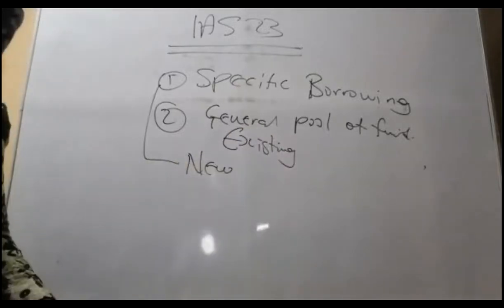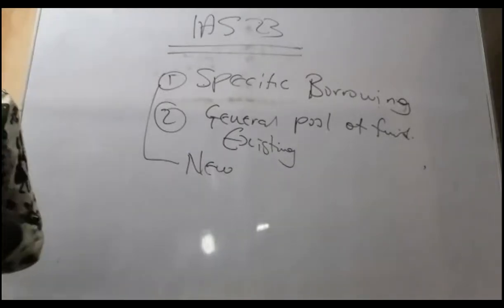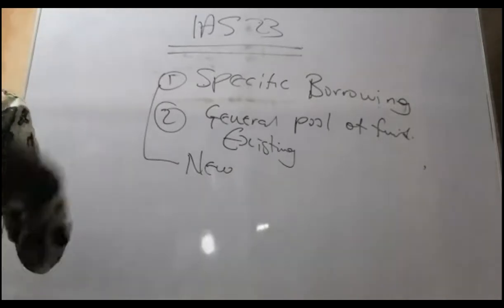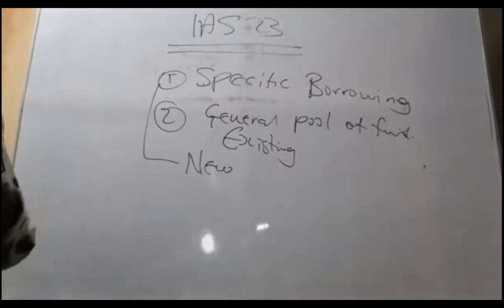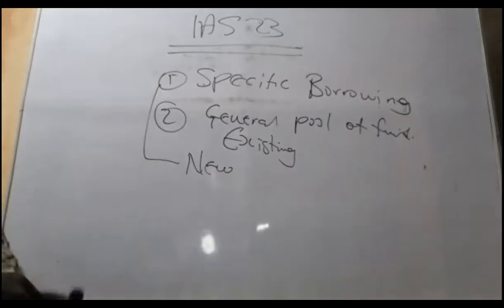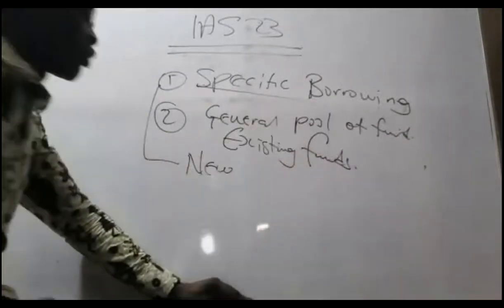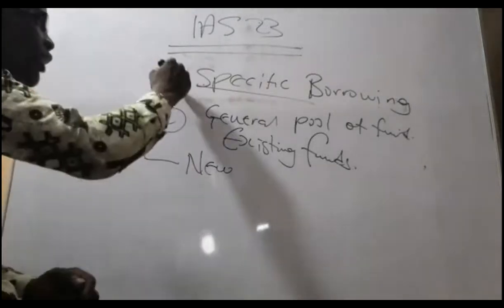You need money to construct a qualifying asset, and you have contracted some loans years back, and some of these funds are idle. Then let me use it to construct the qualifying asset I'm looking for, or let me use it to acquire, or let me use it to produce the qualifying assets. So that is the general pool of funds, or using existing funds, or specific borrowing. But my first question that we will solve, we are going to look at specific borrowing.